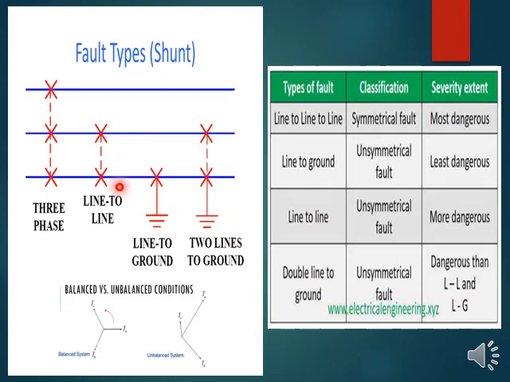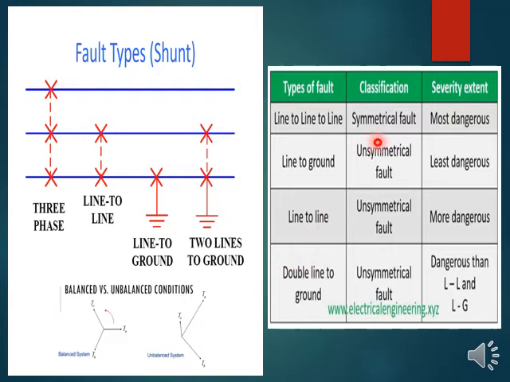So we have studied what is balanced condition and unbalanced condition, wherein we have all the three phases equally displaced by an angle of 120 degrees with respect to one another. So that is a balanced system. When we say unbalanced, these three phases are not satisfying the 120 degrees with respect to one another, which is what we are seeing here.